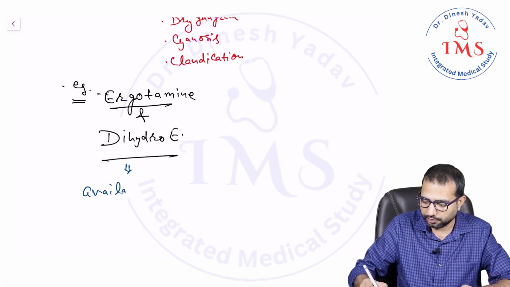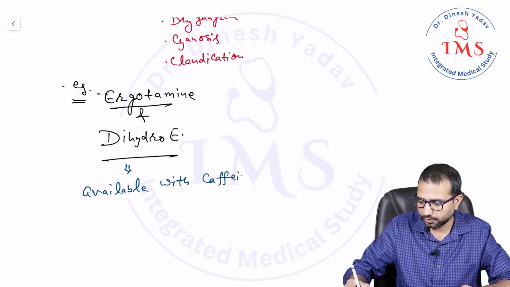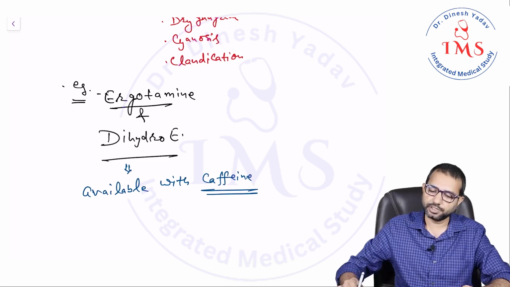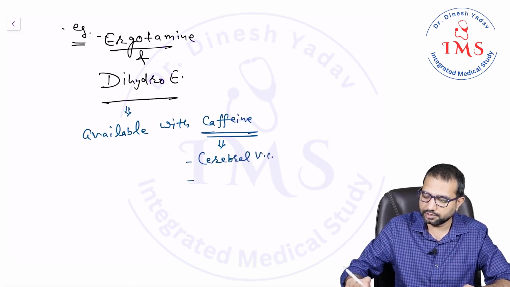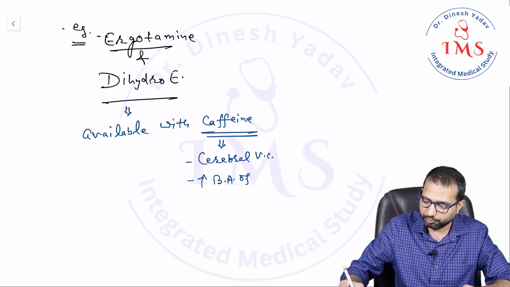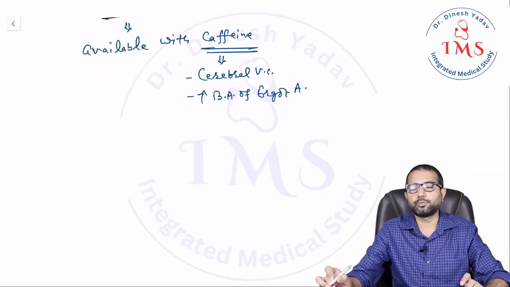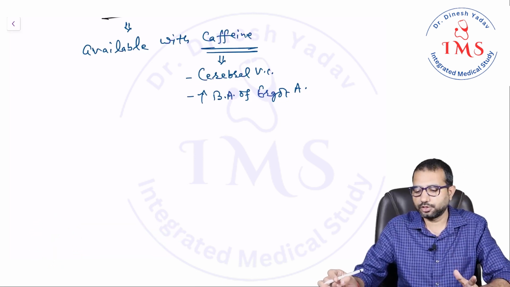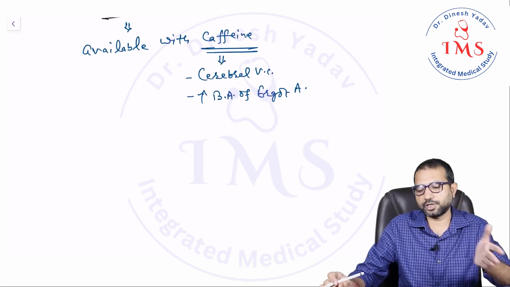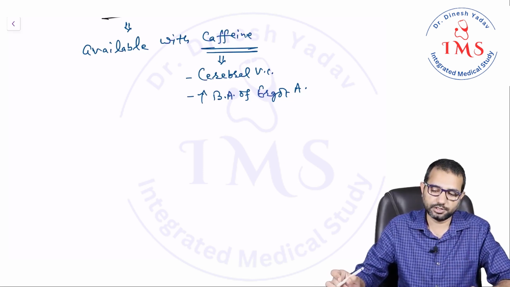And guys, remember, these drugs, ergotamine or dihydroergotamine, are used and available in combination with caffeine. So what is the advantage of this caffeine? Caffeine itself causes vasoconstriction, so cerebral vasoconstriction will be there. That is the advantage. As well, caffeine increases the bioavailability of ergot compounds. The main reason is not known till date, but they definitely increase the bioavailability. It has been proved by different studies. So that is why it is available with caffeine. So ergot plus caffeine is commonly used in migraine patients.